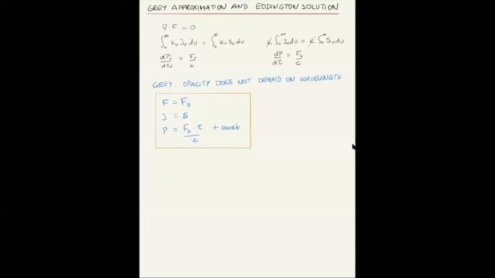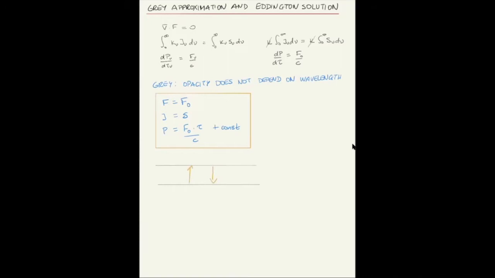Let's now use this gray approximation to find the Eddington solution, which is an ingenious solution to the gray case in the plane parallel approximation presented by Arthur Eddington. So Eddington assumed that the intensity could be decomposed into a contribution coming from two directions. He assumed that in the plane parallel atmosphere, you only had rays going up or down.